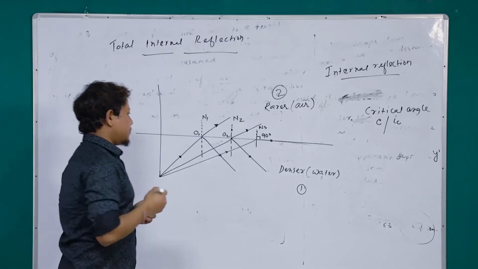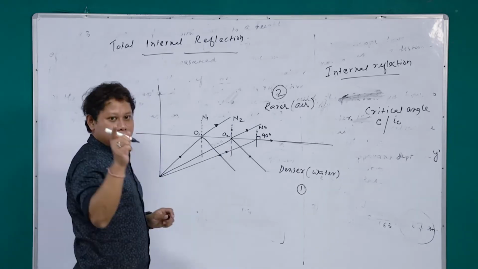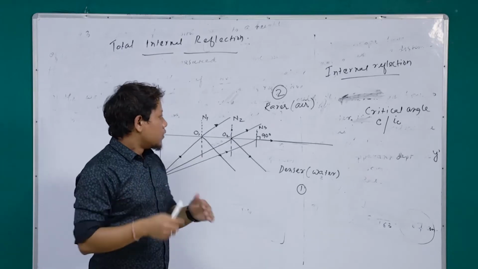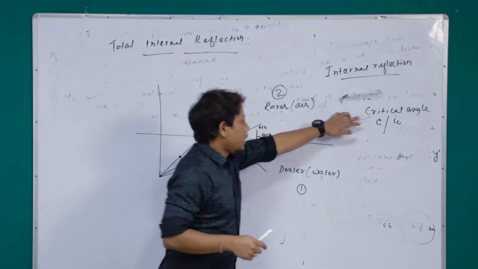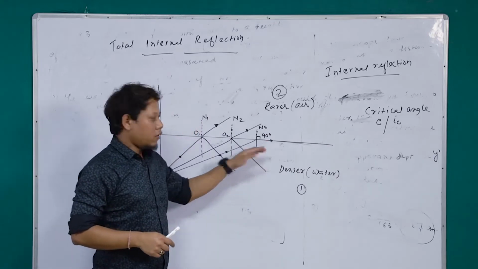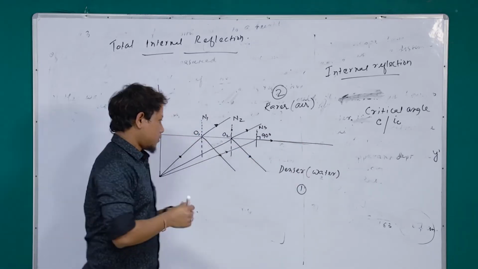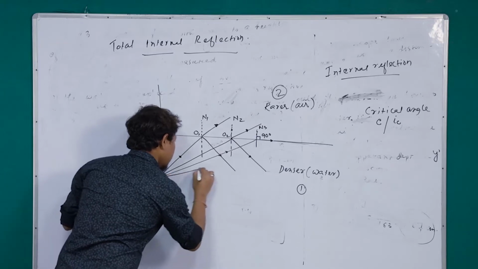Okay, so this is clear. You have to remember one thing. When we get the critical angle, the refracted ray always grazes along the interface. Here we are taking another ray.